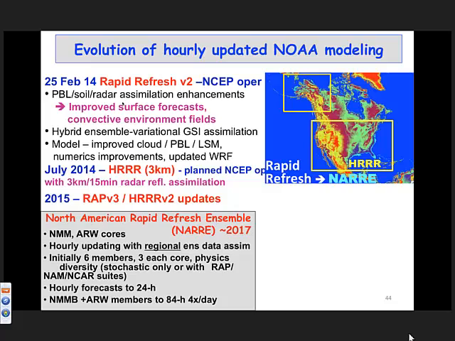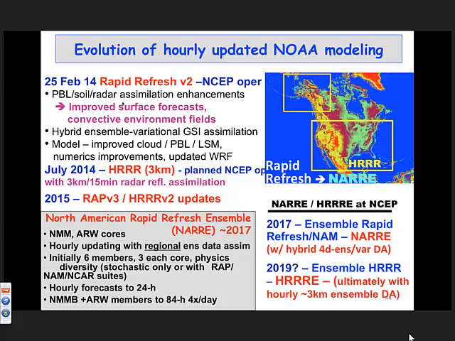We do look ahead toward this regional ensemble era with the Rapid Refresh Ensemble, the NARRE, using both NMMB and ARW cores around 2017. And so that's going to be a huge step, and then we need to have a HRRR ensemble maybe around 2019, depending on how the resources go. So I think that's my last slide there, so I invite any other questions that you all may have from any of these slides.